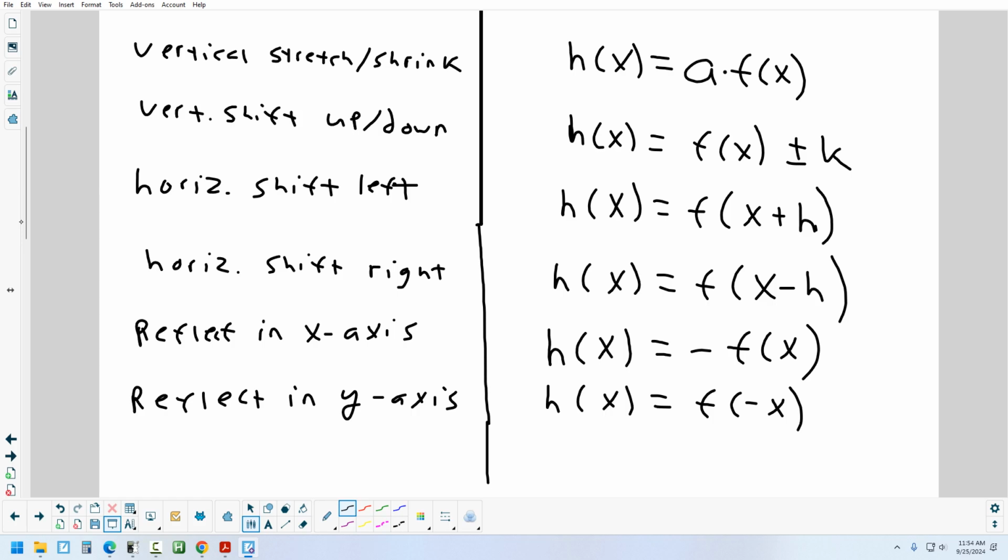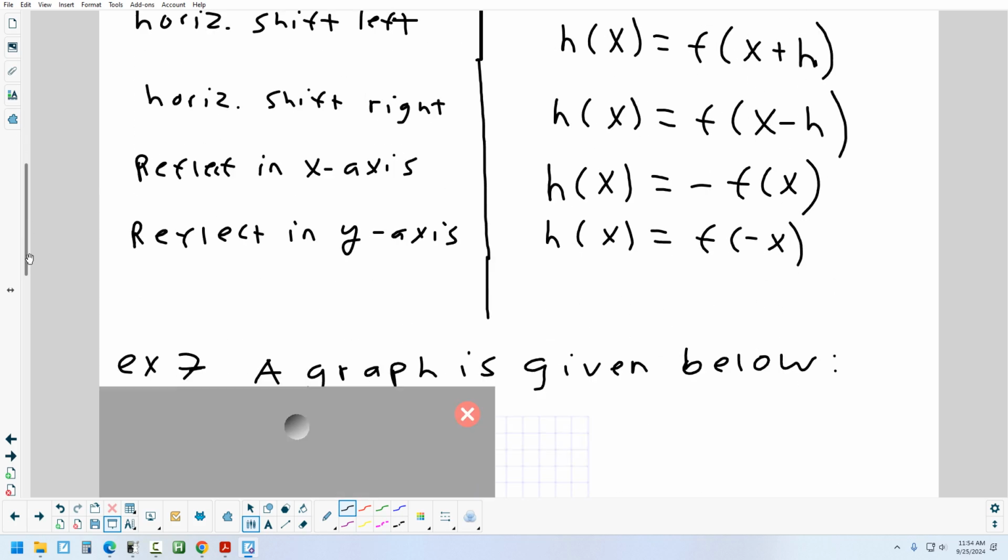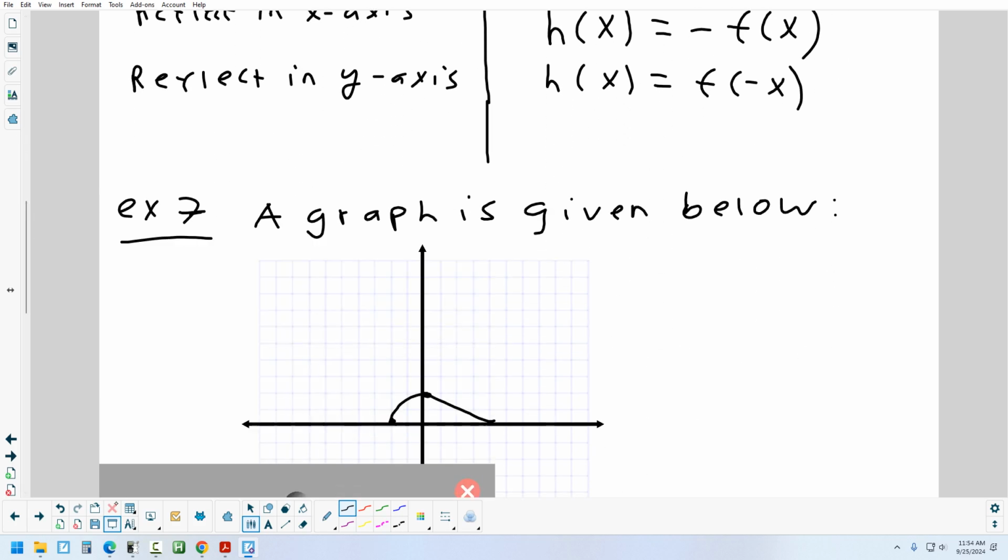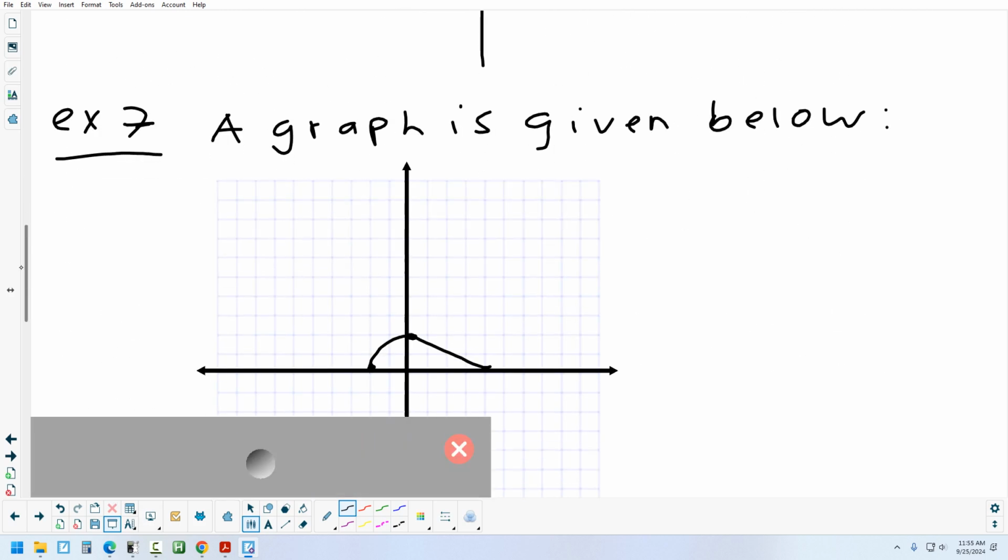I'm going to ask you to draw something. But I'm not going to give you a formula. I'm just going to give you a picture. And I'm going to tell you to do something to the picture. And it's going to have some of these transformations in it. So there's your picture. Make that a little bigger so you can see it.